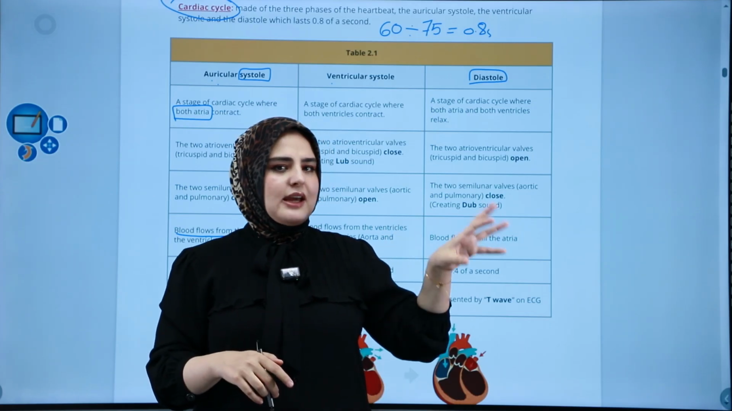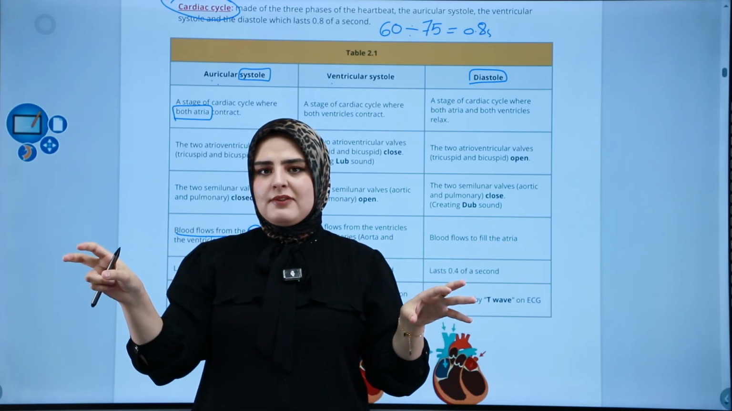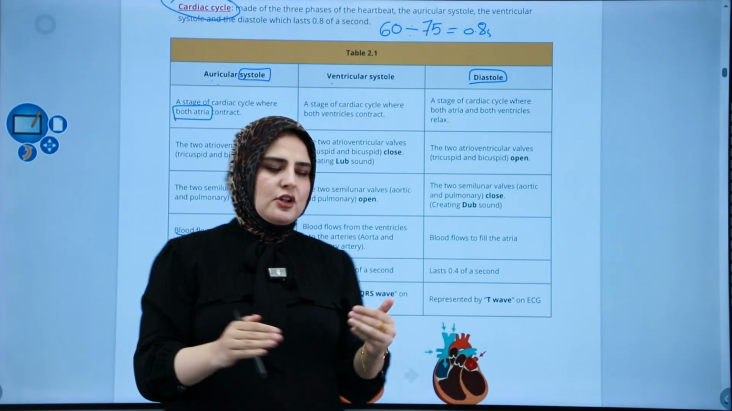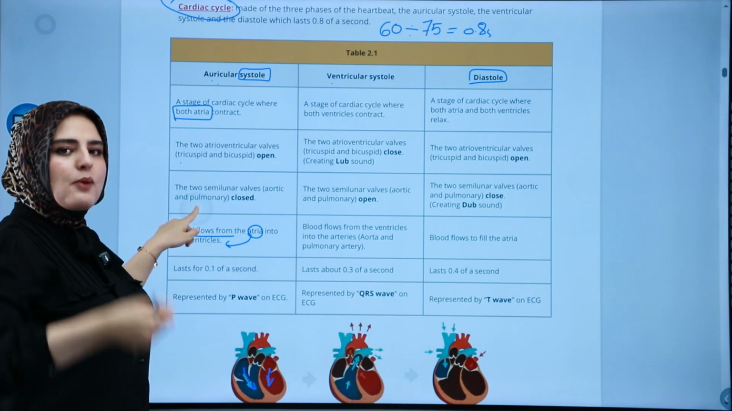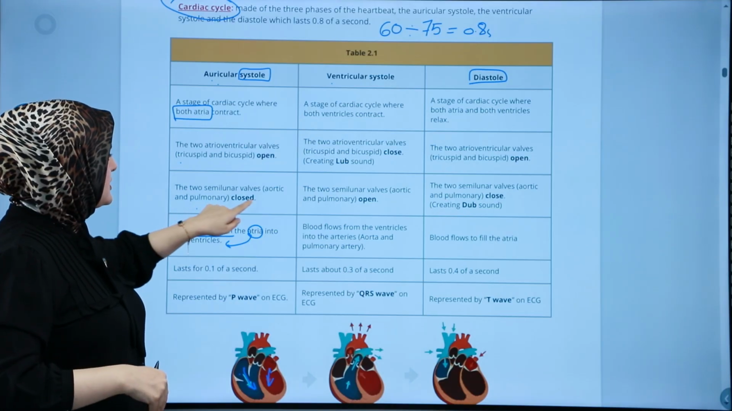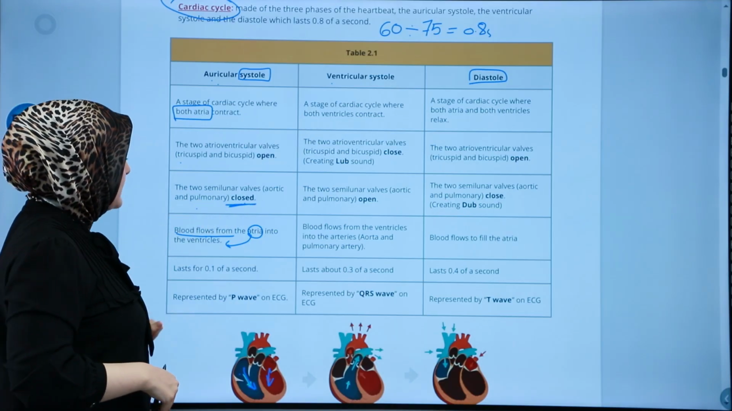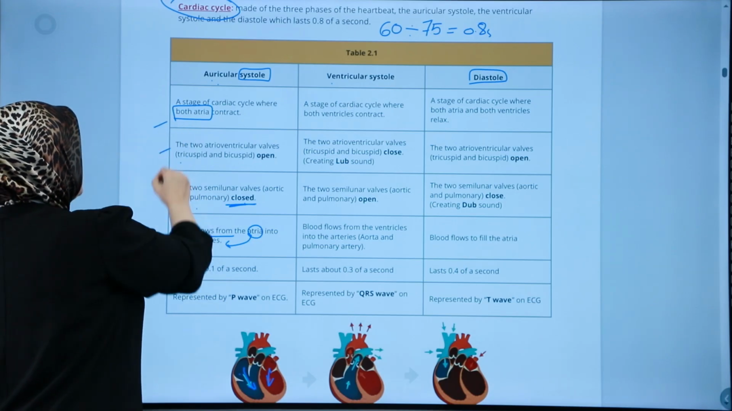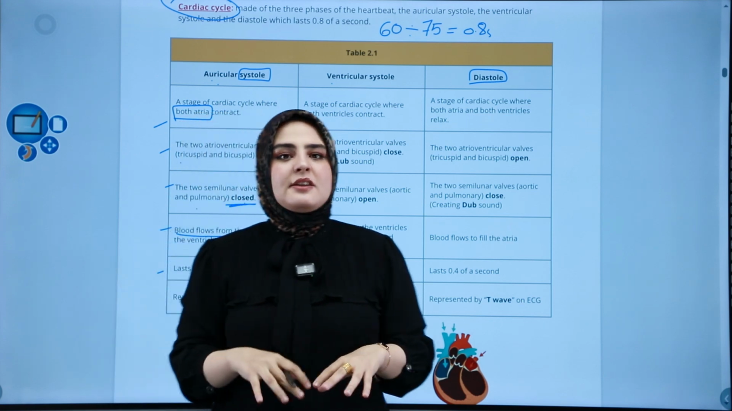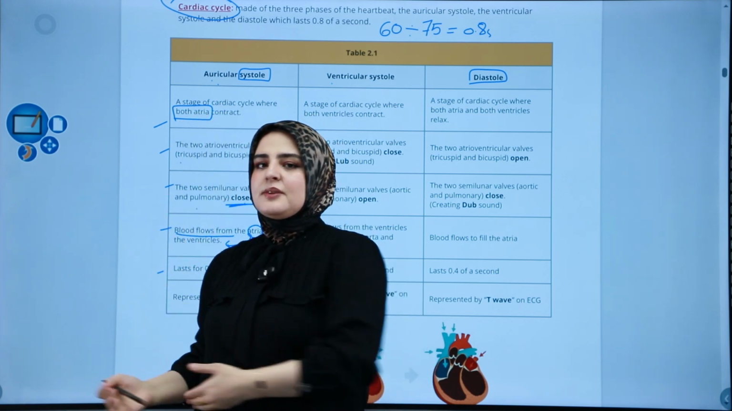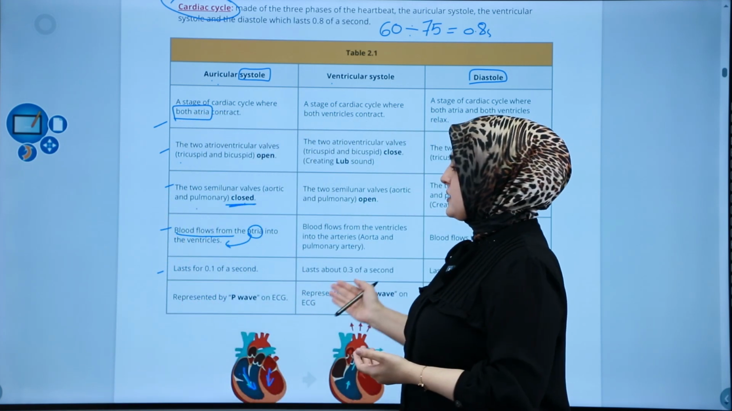However, the AV valves and the SL valves are opposite from each other. So when these are open, these are closed. They were closed before, so we just say that they remain closed. We talked about this very easily. You can imagine it. Now we're done with the auricular systole. Let's come to the ventricular systole.